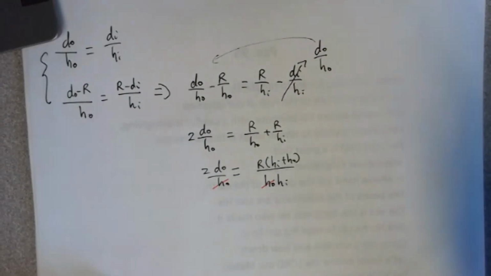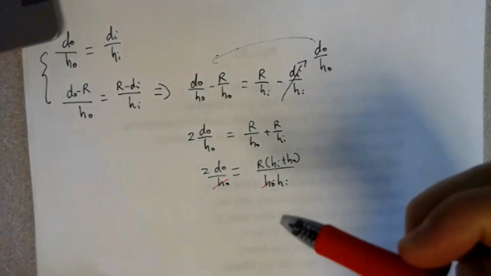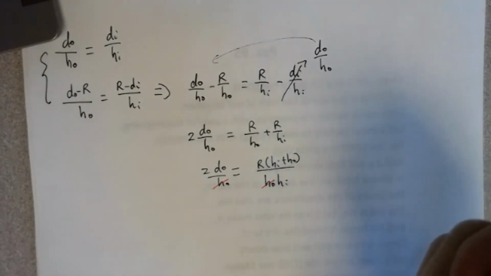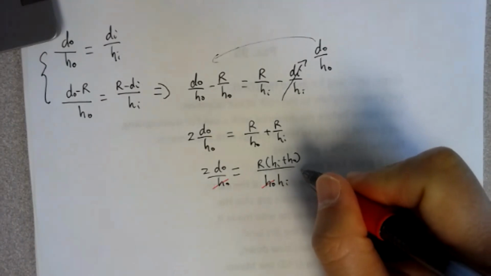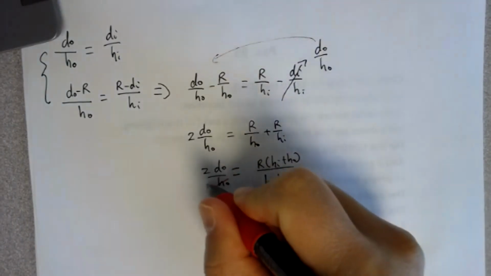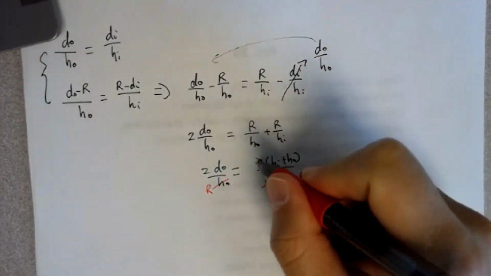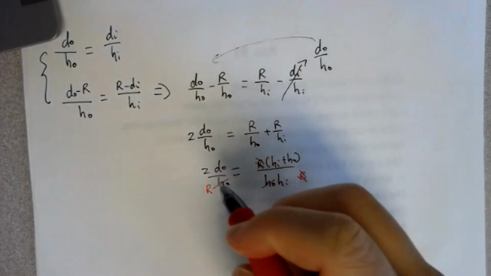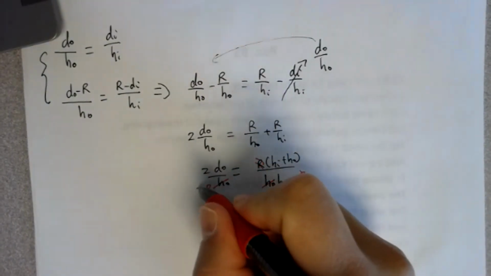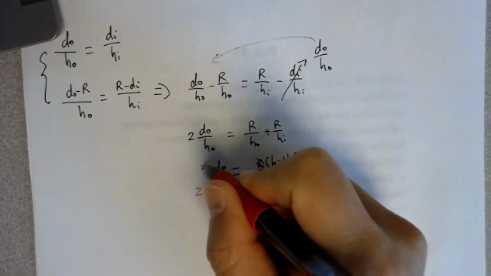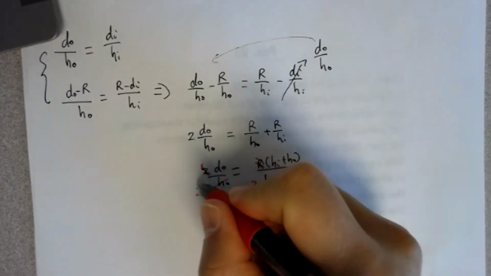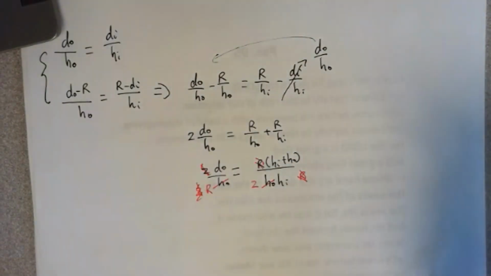HO cancels. Okay. And we can manipulate this a little bit. So we can divide both sides by R. Okay, so R and R cancel. We can divide both sides by 2, so these two and these two cancel. Okay.